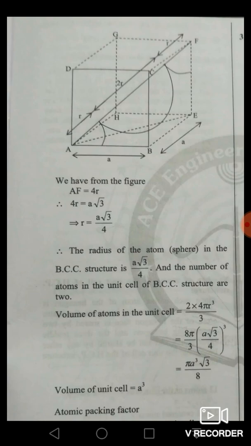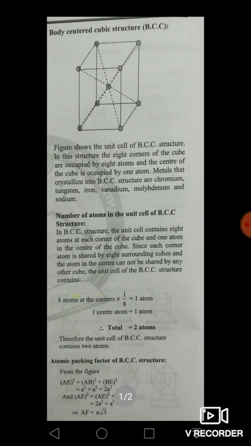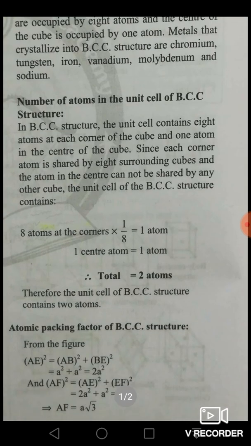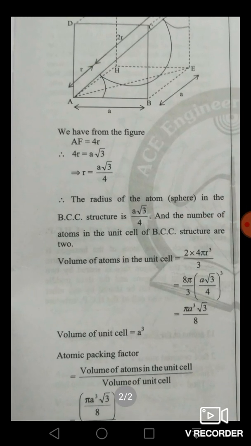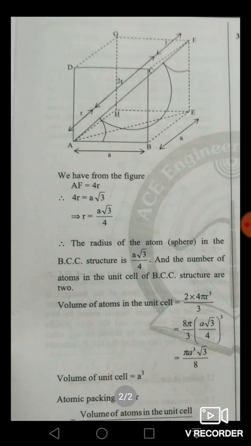Substituting these two, you can see how we got AF equal to a root 3 in the figure I showed just now. Observe here. Just remember that, or you can draw it here. Okay, then we can go back.